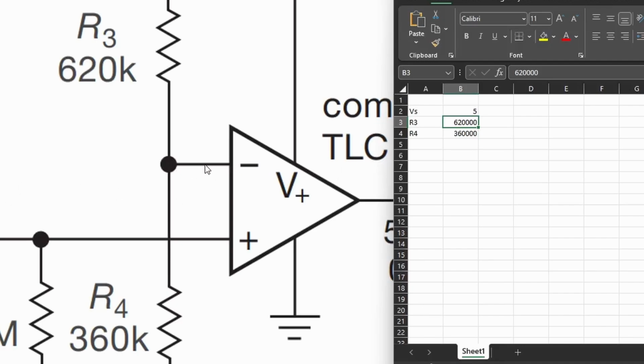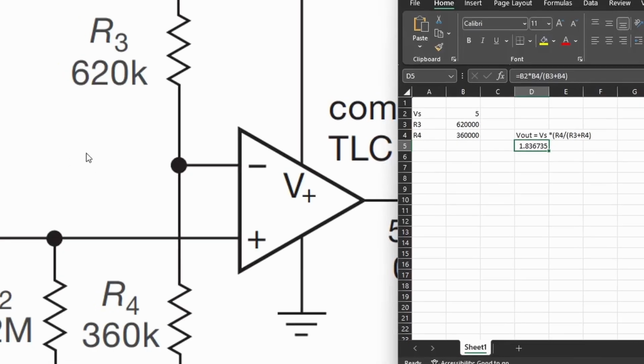we have to assume, first of all, that we're working with an ideal comparator here. This means that there will be zero current flowing in this direction. So essentially we can ignore all of this and just focus on these two resistors here. Now, using the potential divider equation, which is basically Vout is equal to Vs times the bottom resistor divided by the top resistor plus the bottom resistor, we get a voltage of 1.84 volts on this node here.